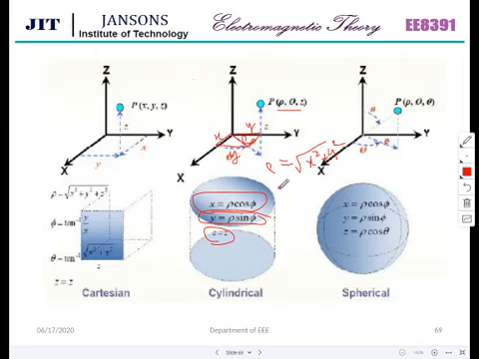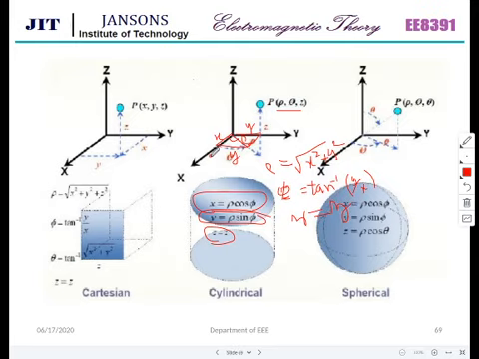Clear? And what is the value of phi? This is phi. Then what is the value of phi? Tan inverse of y by x. Am I right? If this is phi, then what is tan phi? It is opposite by adjacent. Y by x is tan phi. So if you need the value of phi, then it is tan inverse of y by x. Is it fine? And z is equal to z.